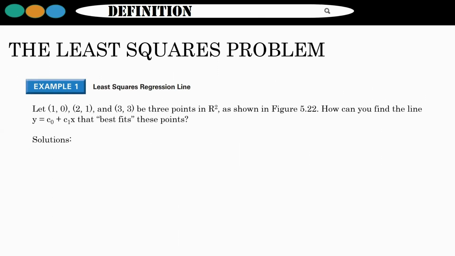The necessity of solving inconsistent systems arises in the computation of least squares regression lines, as illustrated in our example number 1. So we have here, let (1, 0), (2, 1), and (3, 3) be 3 points in R squared. As shown in figure 5.22, how can you find the line y equal to c sub 0 plus c sub 1 x that best fits these points?